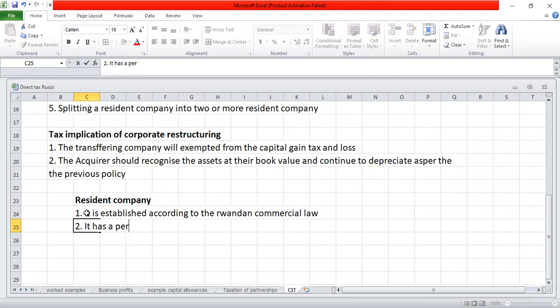Has a permanent establishment in Rwanda, has a central management.